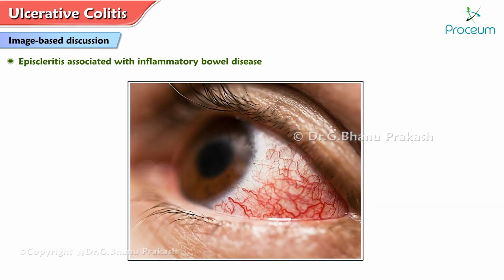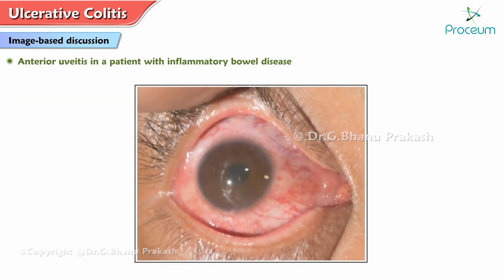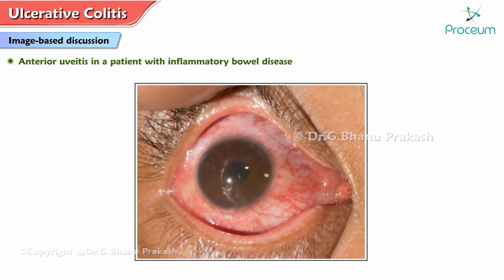Here's an image of a patient with episcleritis associated with inflammatory bowel disease, showing the characteristic injection of the ciliary vessels. Here's an image of anterior uveitis in a patient with inflammatory bowel disease, characterized by injection of the conjunctiva and opacity in the anterior chamber.